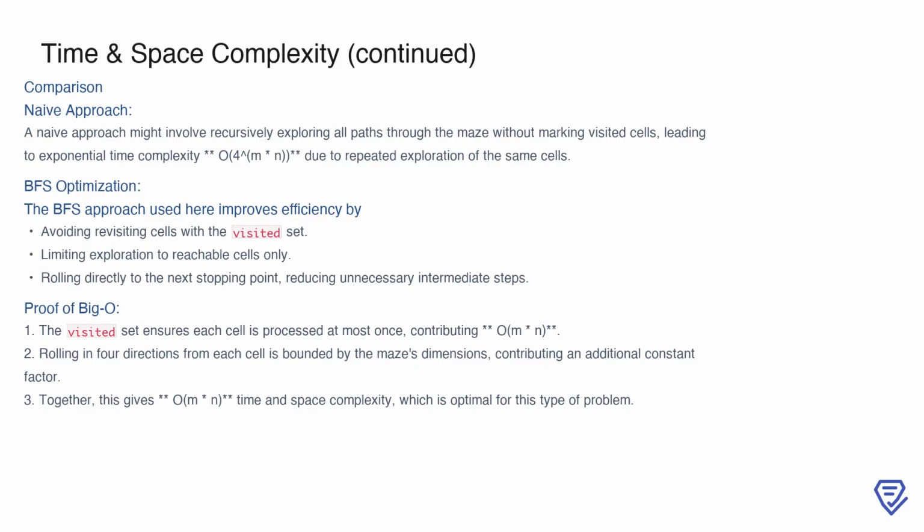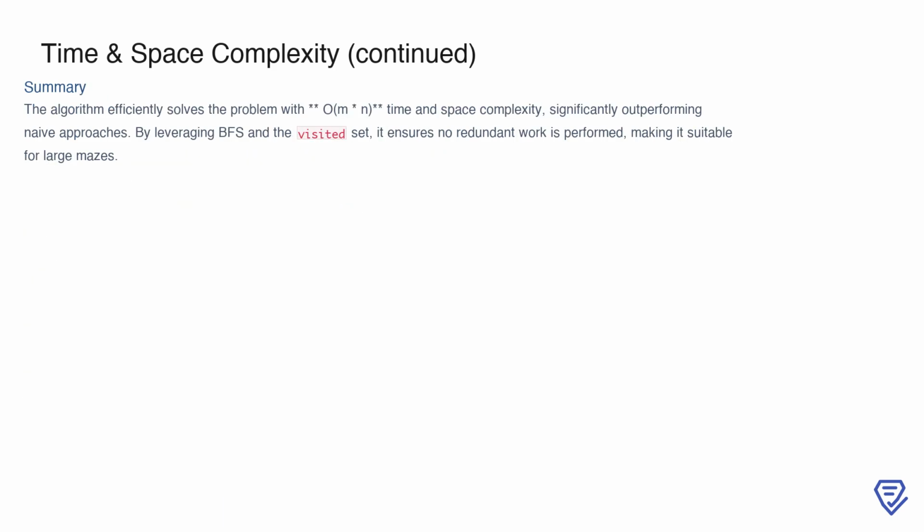The proof of the big O analysis confirms that the visited set contributes O(m * n), and rolling in 4 directions from each cell only adds a constant factor. Together, this keeps both time and space complexity at O(m * n), making it highly optimal for solving maze problems. In summary, the algorithm achieves an impressive time and space complexity of O(m * n), which is significantly better than naive approaches.